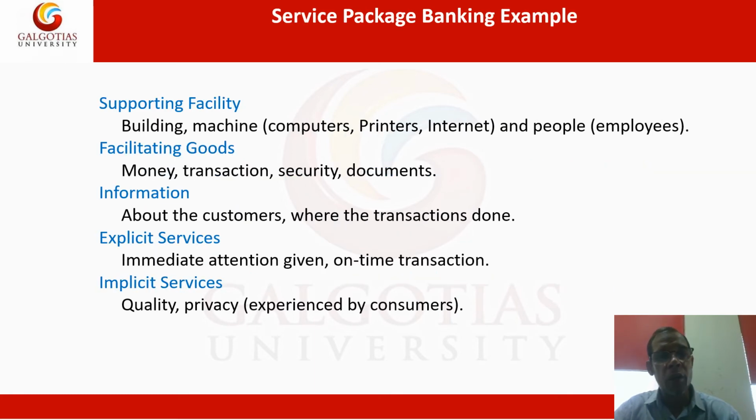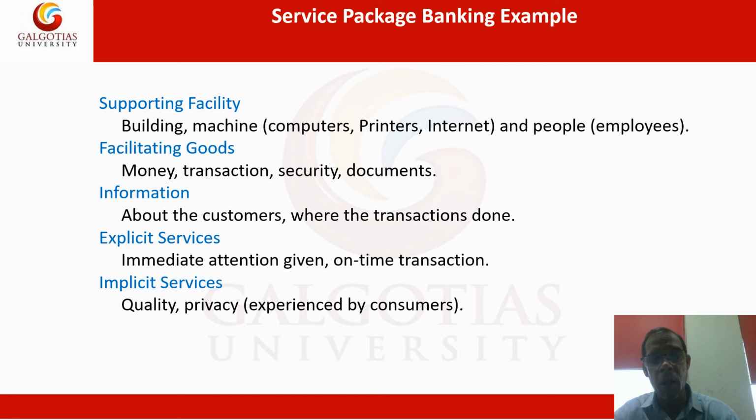Now let us take the example of a bank. We are going to analyze the service package for a bank. What supporting facilities can there be? The building, the machines, computers, printers, internet, and people, meaning the employees of the bank. Facilitating goods can be money, the transaction, security, documents and so on. Information can be about the customer. The customer is providing some information.